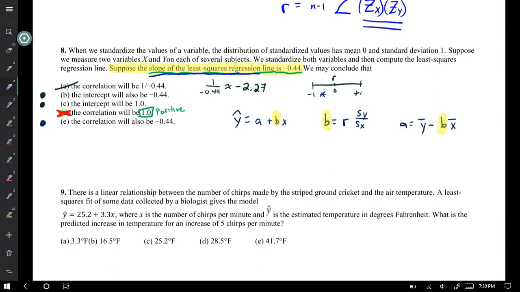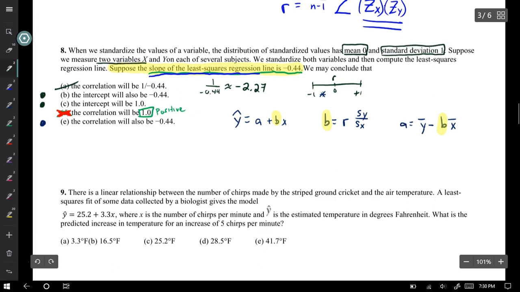Maybe we have to look at the other values I'm given. I'm told the mean is 0 and the standard deviation is 1, and I did that for both variables. So let's see if I can figure this out.